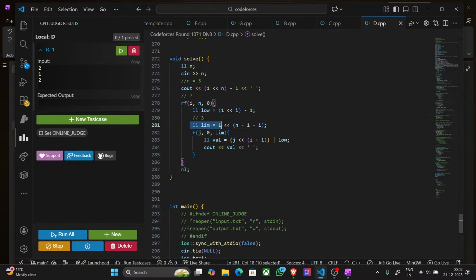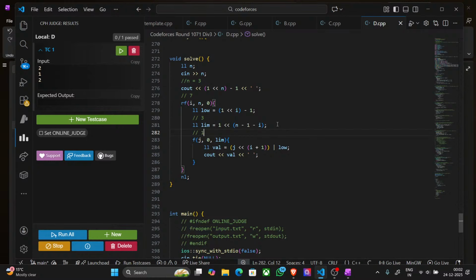And what is the limit? It is 1 left shift, which is 2 raised to power n minus i minus 1. Currently n is 3, i is 2, so this will become 0. So my limit is 1. So I can place only one element.